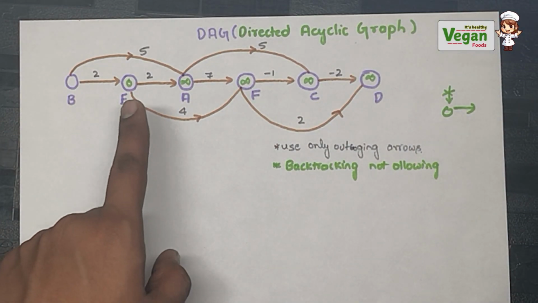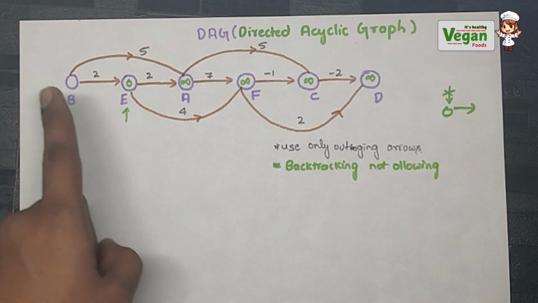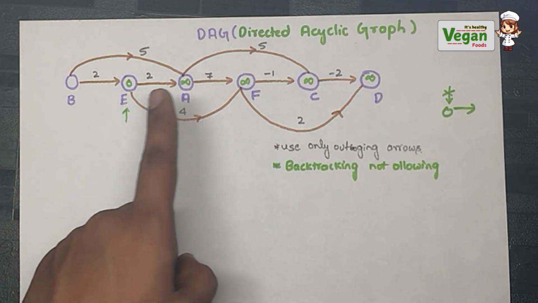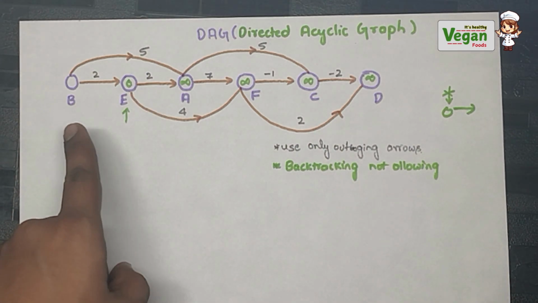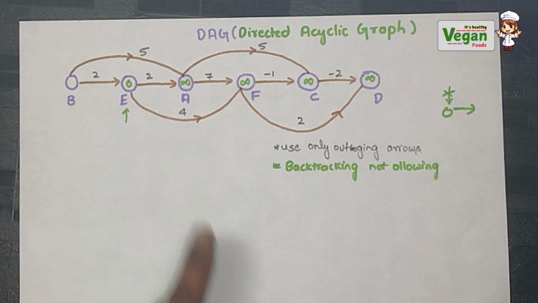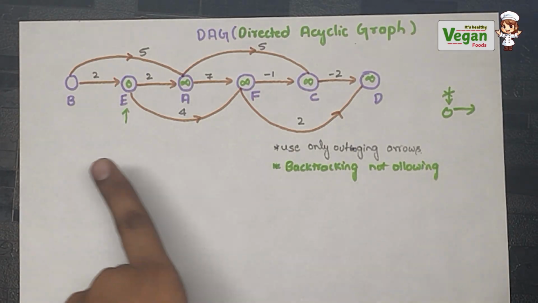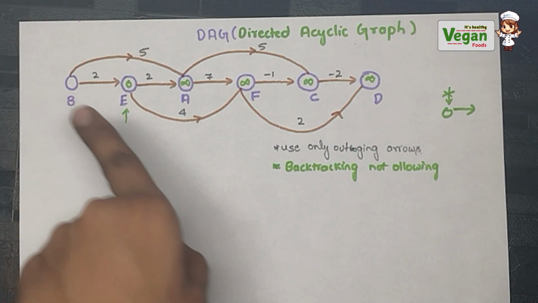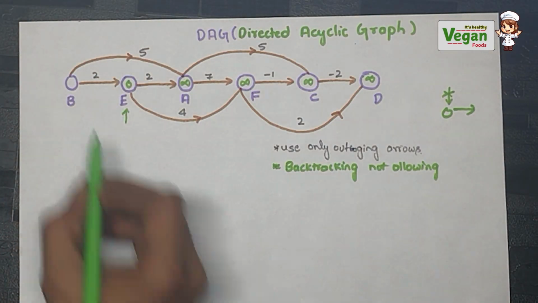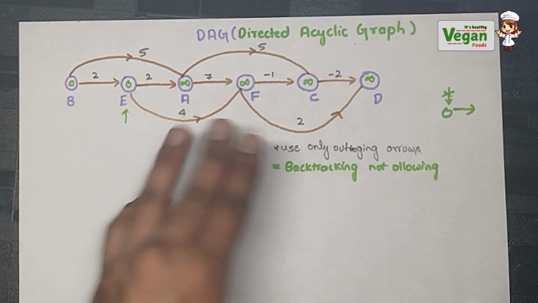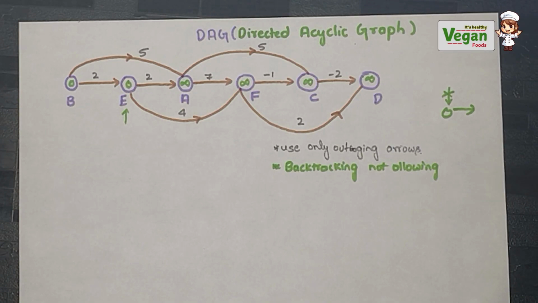Because there is no arrow from E to B. If you want to go to B, you can't go from A to B either. So there is no outgoing arrow to B. The arrows are only coming from B, but there is no arrow going into B. So its value will be equal to 0. Now we know the values of two nodes. The other 4 nodes' values we need to find out.